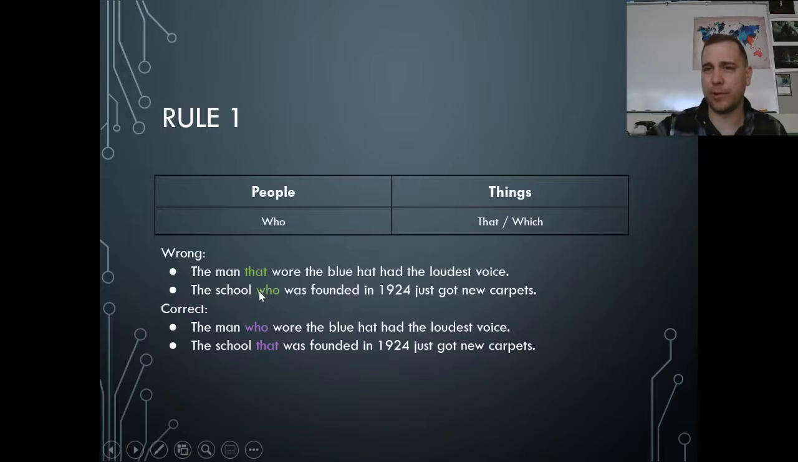But you'll notice when we refer to non-human things as who, it becomes really weird. The school who was founded in 1924 just got new carpets. This would sound very strange to a native English speaker, right? But the correct is the man who wore the blue hat had the loudest voice, and the school that was founded in 1924 got new carpets. And so it's okay if you're just speaking to your friends and you say the man that, but when you're writing formal English, you should say the man who. And so make sure you keep this in your memory.